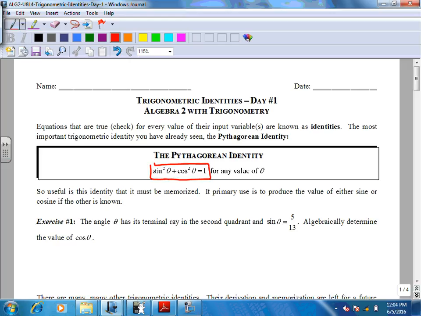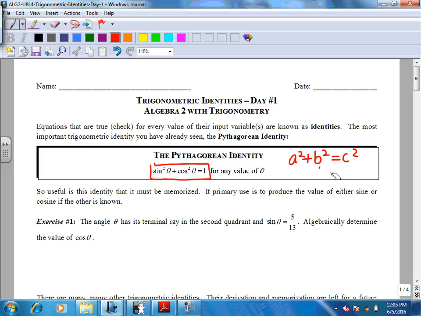So Pythagorean theorem says that a squared plus b squared equals c squared, but if we're on the unit circle, our c squared is 1 squared, our x and our y, or our a and our b, are cosine and sine. So that's where this equation is coming from. Oh, didn't fit that in very well.